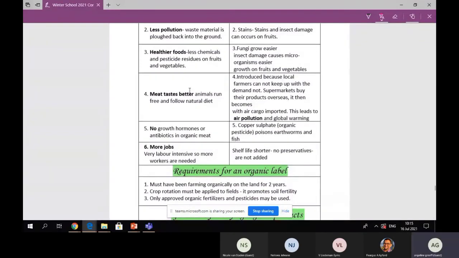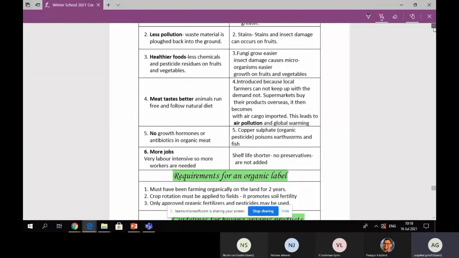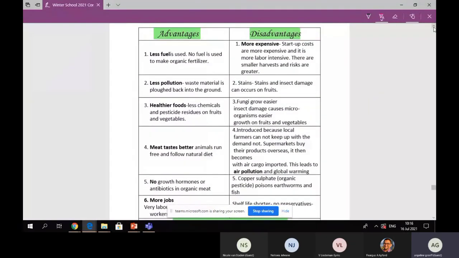So please note here, you want to see what are they asking? Are they talking about the environment? Are they talking about the consumer, right? So have a look at that. No growth hormones, more jobs, okay, because this is very labor intensive. So more workers are needed. So when we have organic farms, et cetera, they obviously need more people to work. So that's good. But then there are also disadvantages.